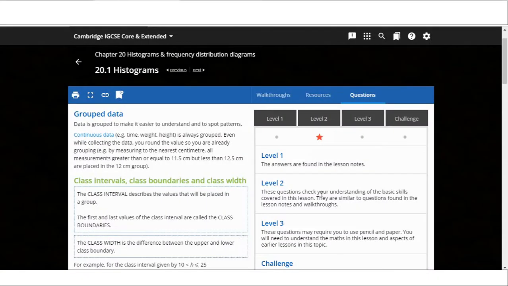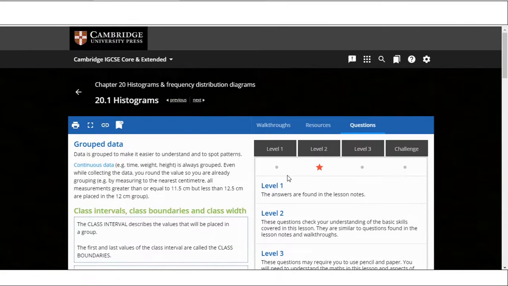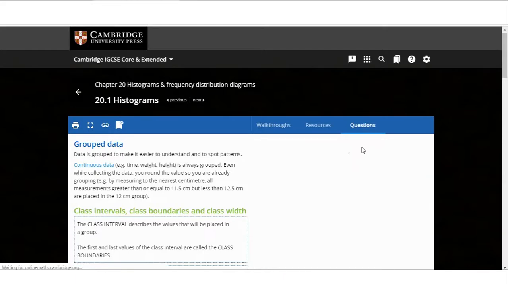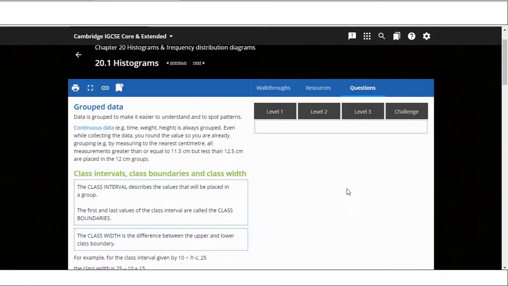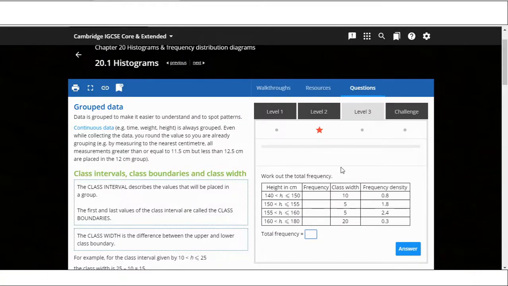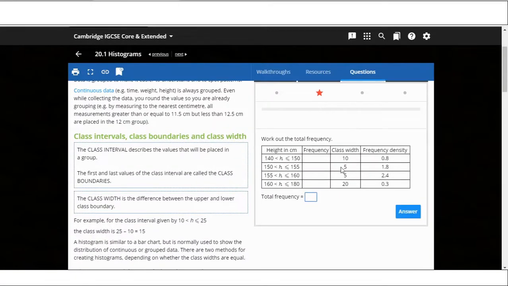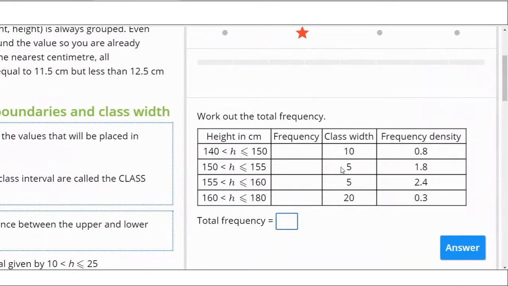Guys, now it's level 3 of these questions in topic histograms. Let's see level 3. For level 3 it should be more challenging than level 2. This is the first question for level 3.